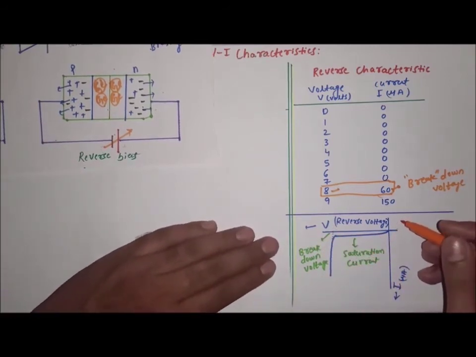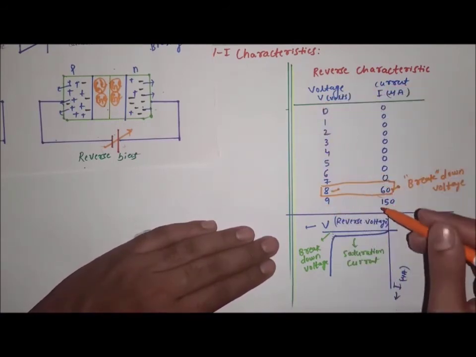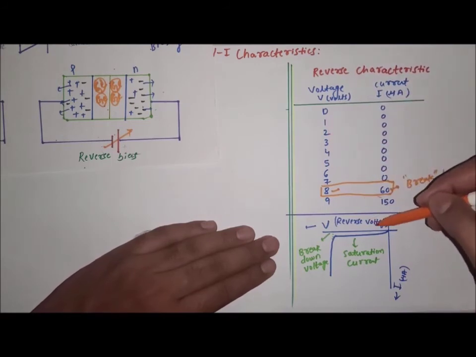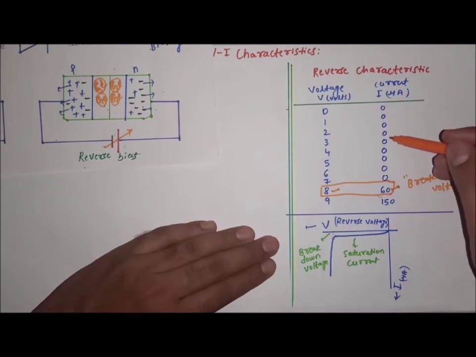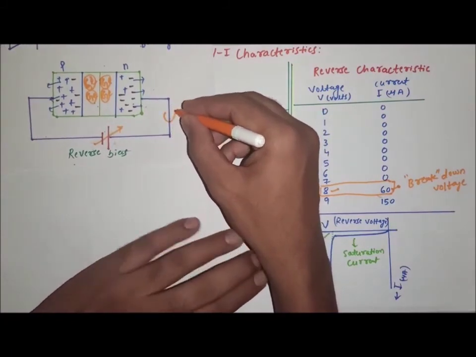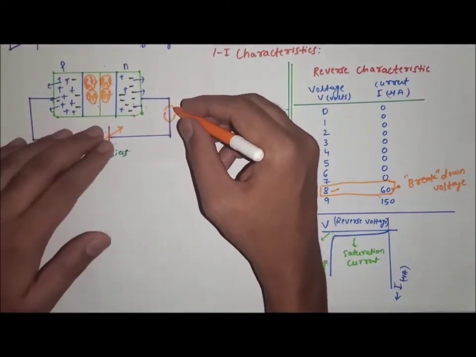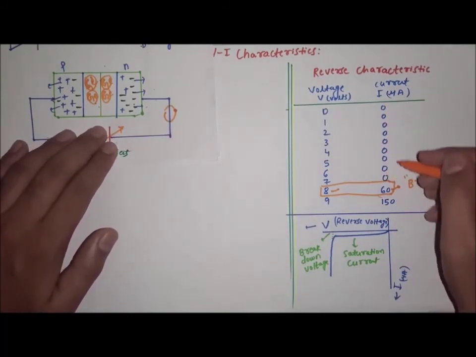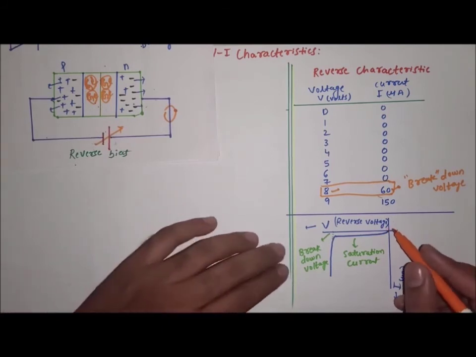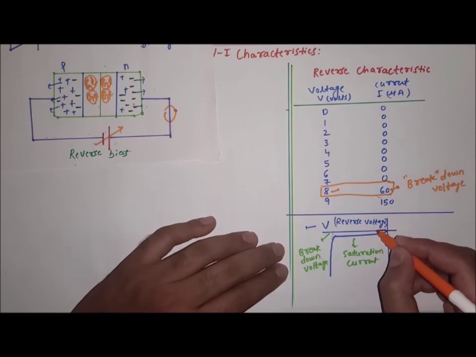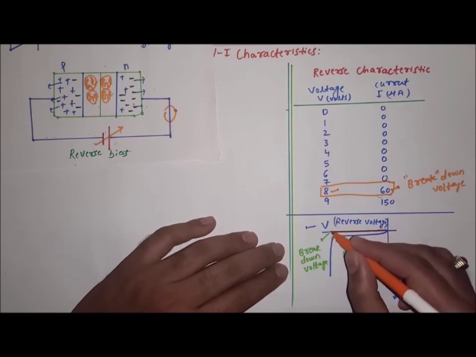Now, just by looking at these values we can plot a graph. As the reverse voltage increases, what happens? The current is 0. Any meter, a microammeter if you are using it here, will not show any current in it. So it is 0 current. But practically you will get a little current like this. So the curve is not along this particular x-axis, right?